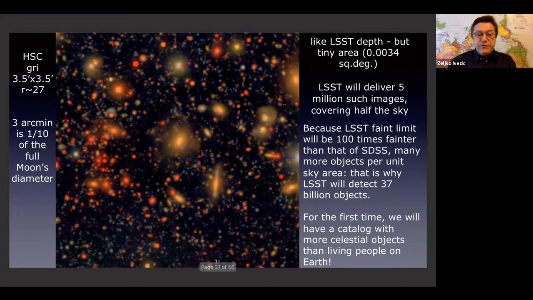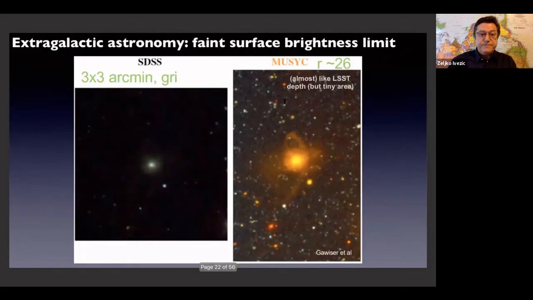So as you go fainter in astronomy, you detect more objects. And this sensitivity difference is why LSST will have 40 billion objects in its catalog. It will be the first time in history that astronomers will have cataloged more objects than there are living people on Earth. This hasn't happened yet. All the objects that astronomers have today are perhaps 2 billion objects. So there are still more people than objects, but LSST will break that record.